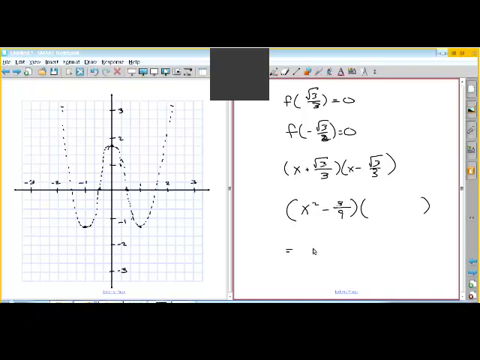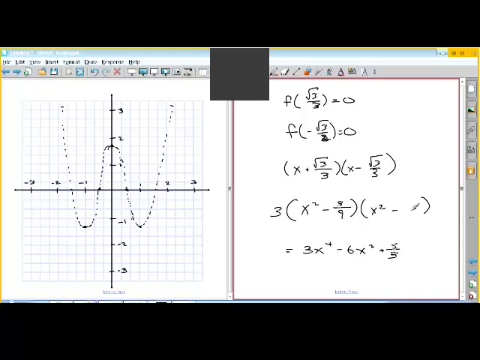And then we've got something else, and when you multiply those together, we get the original function, except there's going to be some factor of 3, so I'll put a 3 in there. So 3x to the 4th minus 6x squared plus 5/3.